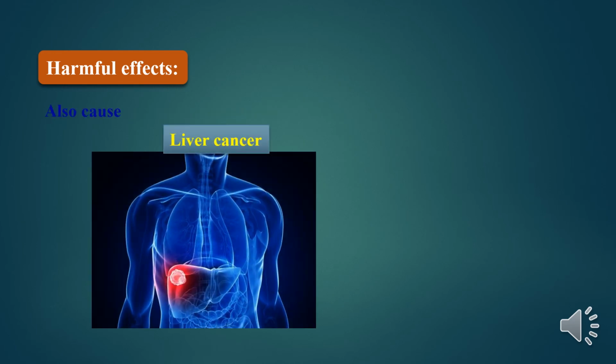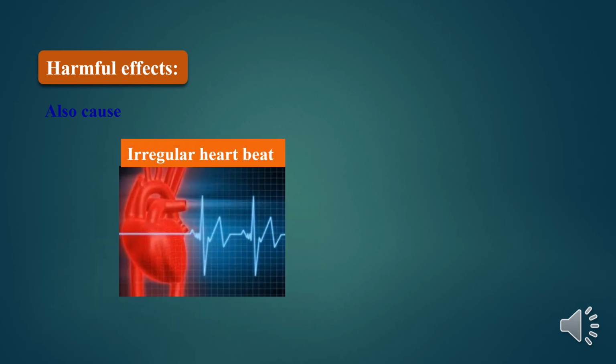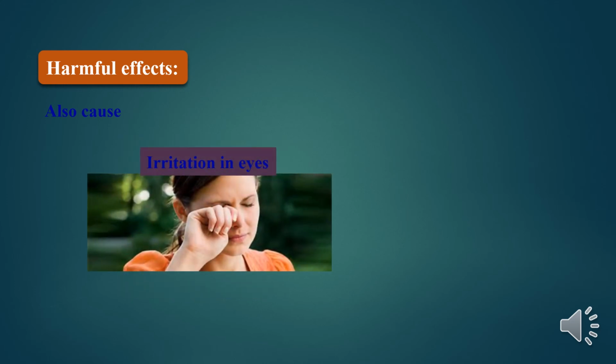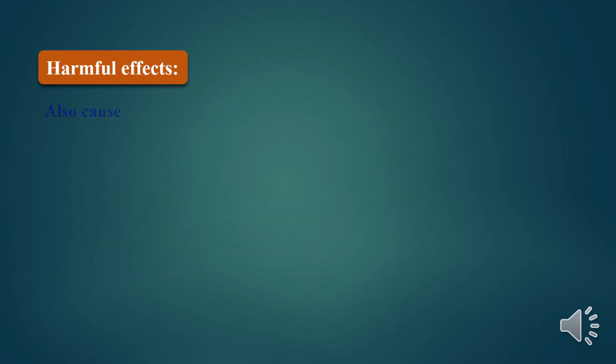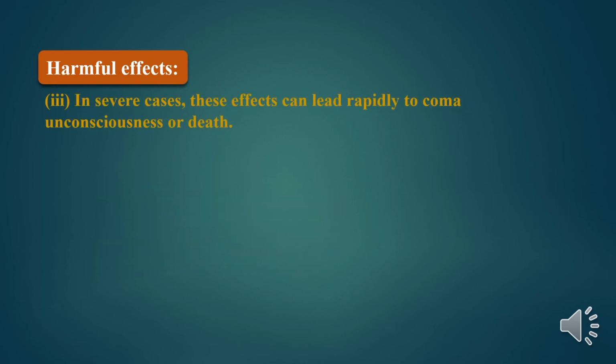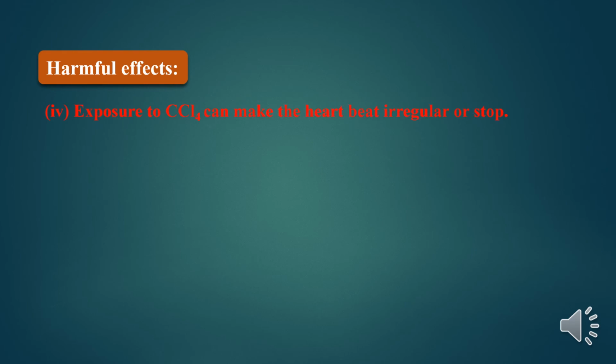It also causes liver cancer. It may also cause irregular heartbeat and irritation to the eyes. In severe cases, these effects can lead rapidly to coma, unconsciousness, or death. Exposure to carbon tetrachloride can make the heartbeat irregular or even stop.